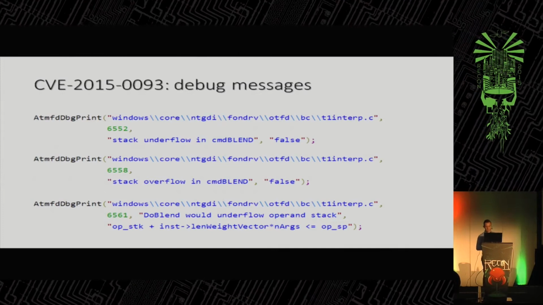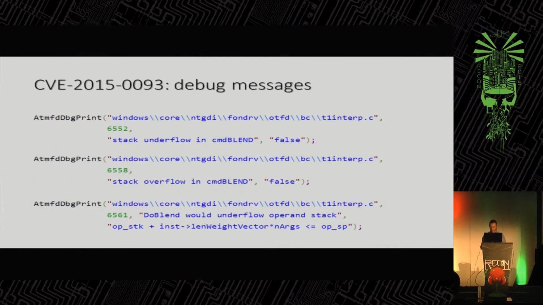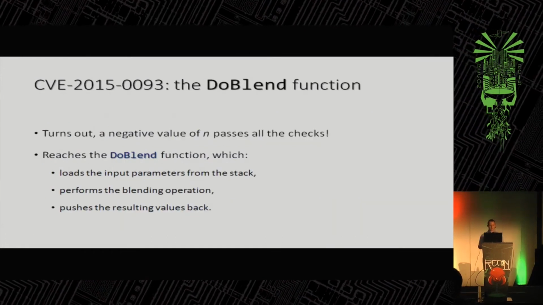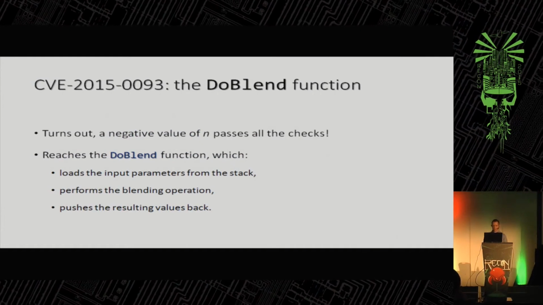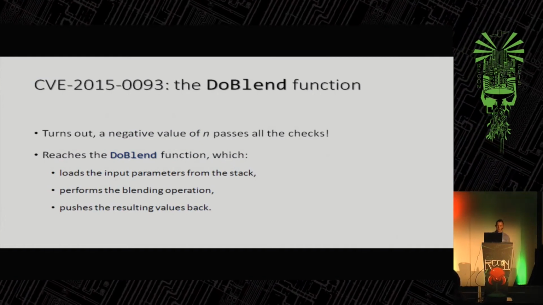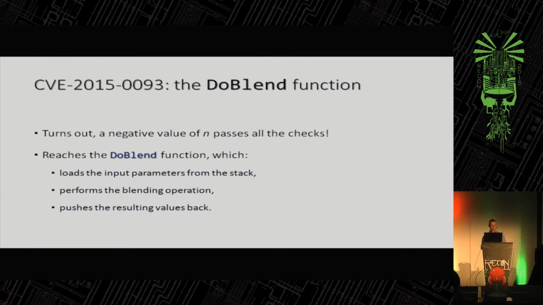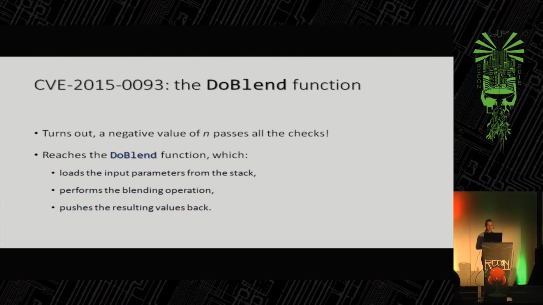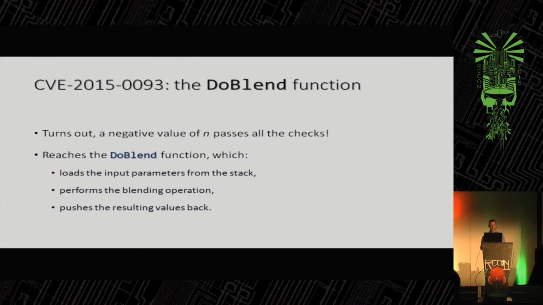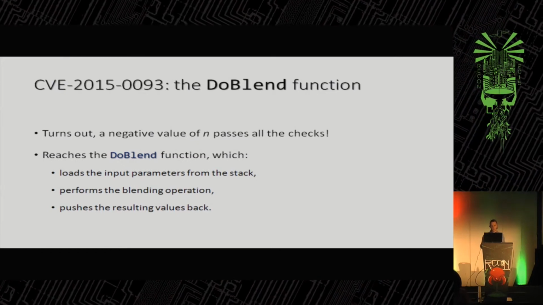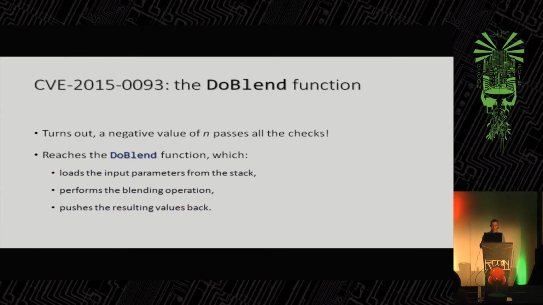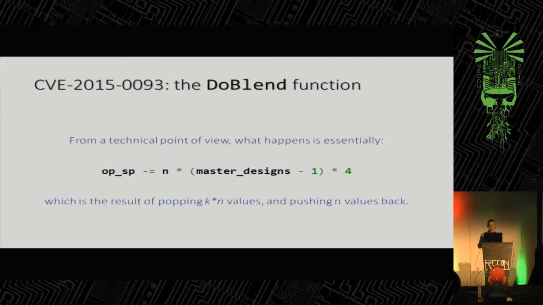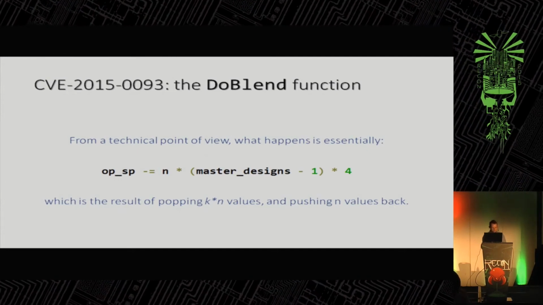You could also see what some of those conditions actually were verbatim, because they were in the debug messages as well. But it turns out that even though they made a lot of effort to check all of those conditions, they missed one corner case, which is a negative value of n. So a negative value of n passed all of those checks, and it reached the doBlend function, which did 3 things, which I described before. It loaded the input parameters from the stack, did some computation called the blending operation, and pushed the resulting value back.